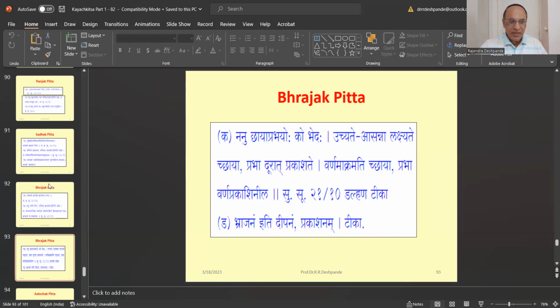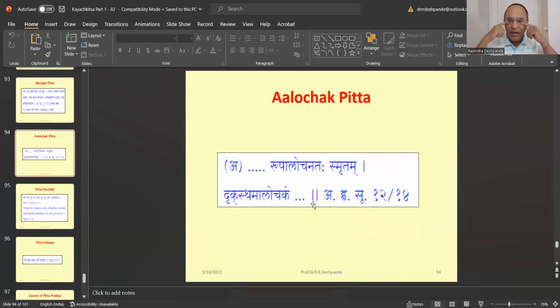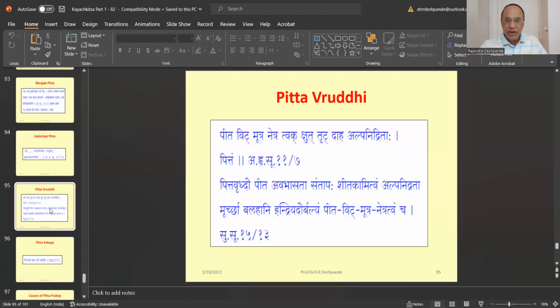This was slide number 93. I will go further to 94. Alochak Pitta is related with your eyes. For example, there is a specific enzyme in our eye, that is rhodopsin. Try to understand, rhodopsin, this is the specific enzyme. And this Pitta concept is very parallel to the enzymes and hormonal concept of modern physiology. So Alochak Pitta, Rupa Alochanata Smitam, Drikstham Alochakam. Proper vision is done with the Alochak Pitta. This was slide number 94. I will go to 95.